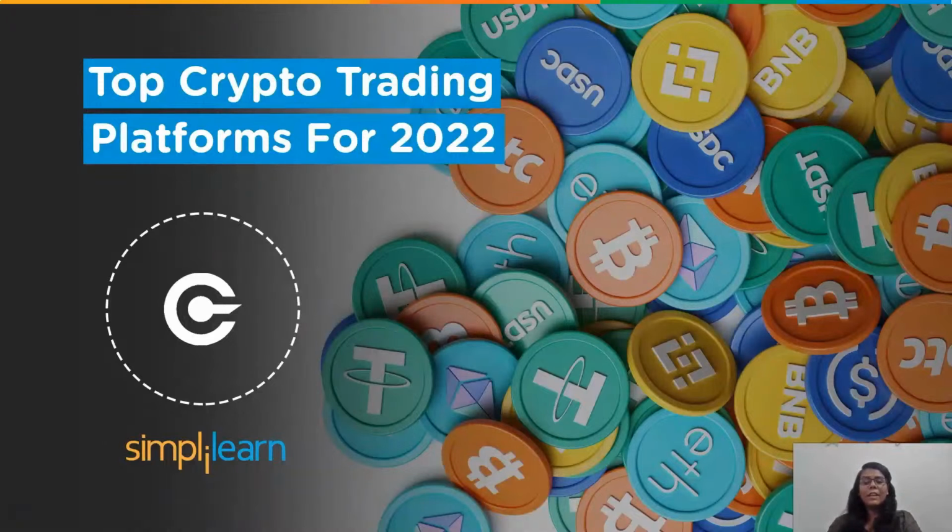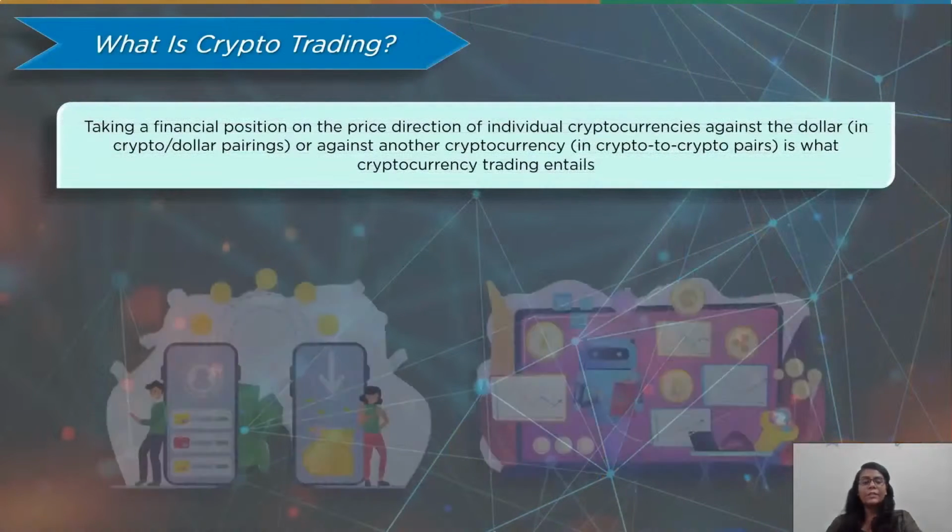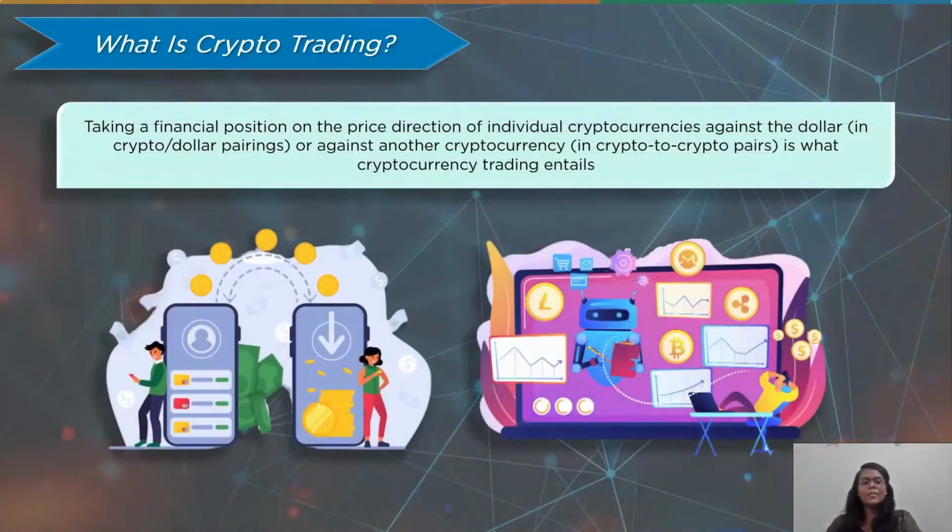But before diving right into the list, let's have a quick and crisp understanding of what crypto trading actually means. Taking a financial position on the price direction of individual cryptocurrencies against the dollar or against any other cryptocurrency is what crypto trading is all about. CFDs, or contracts for difference, are a popular way of trading cryptocurrencies because they offer more flexibility, leverage, and the ability to trade both long and short positions.